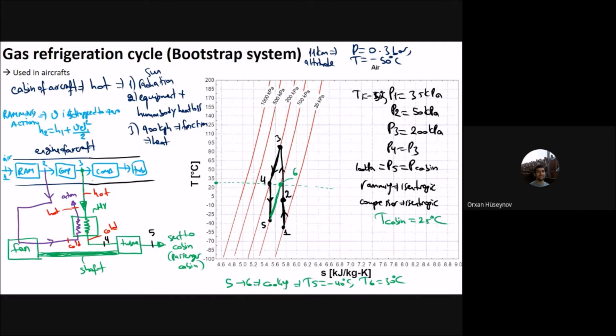This is for the gas, but this one is not the bootstrap. This one is simple, so sorry for that. I've just used the bootstrap here. But this one is simple.